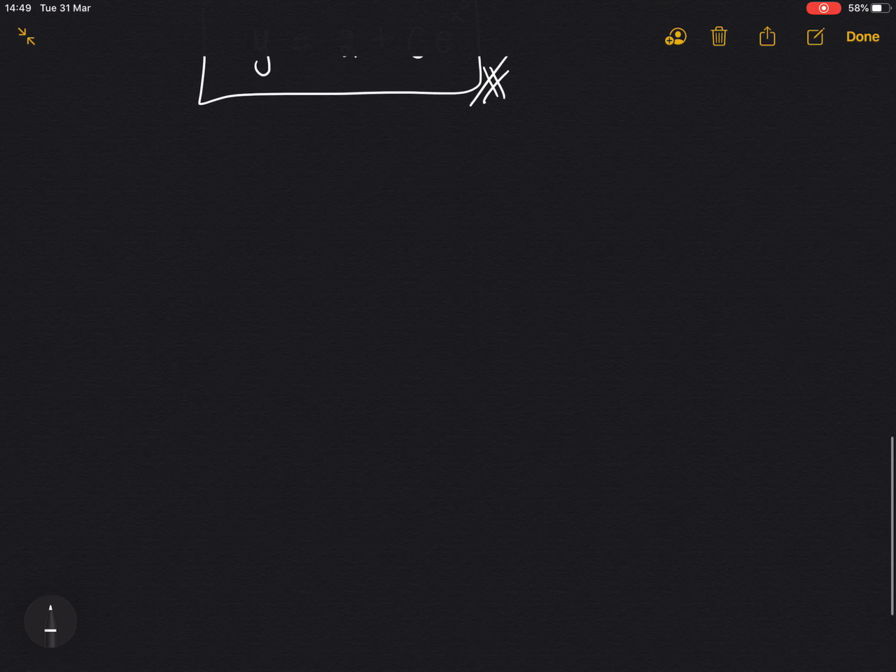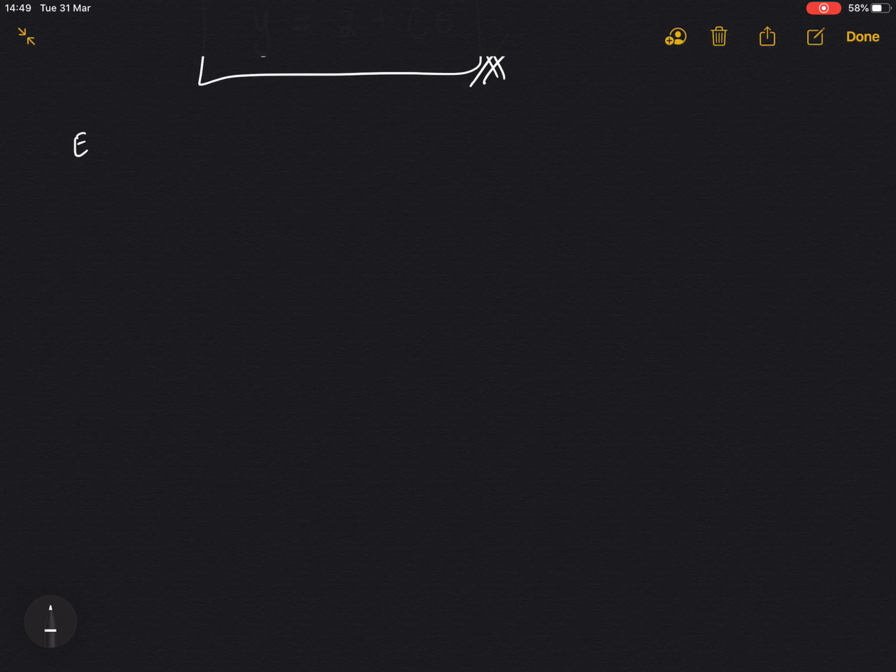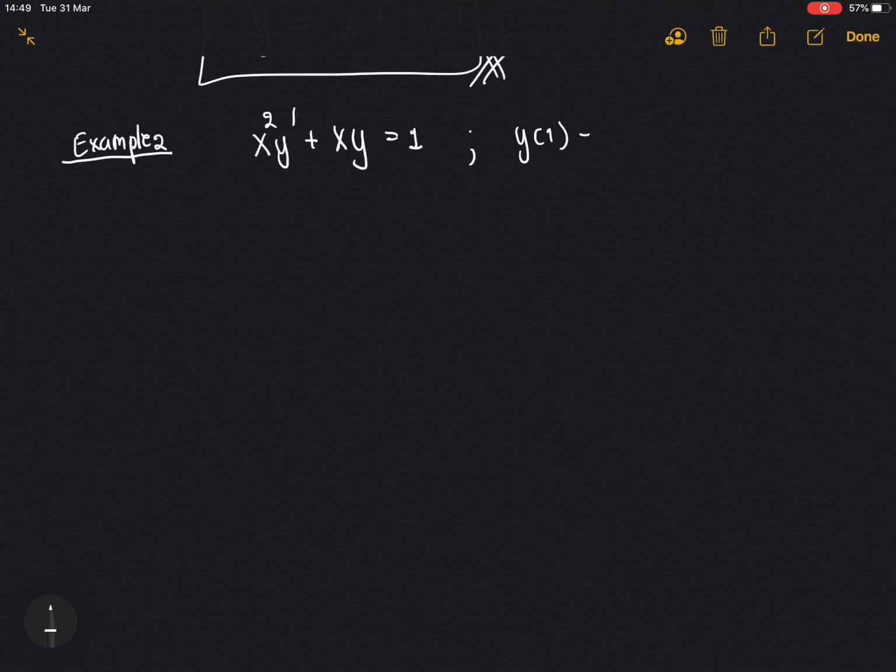And then the example number 2. In example number 2 we still stick with the first order linear differential equations. For example, if you are given x squared y prime plus xy equivalent to 1, and then some initial conditions are given to you here, which is y of 1 equivalent to 2.